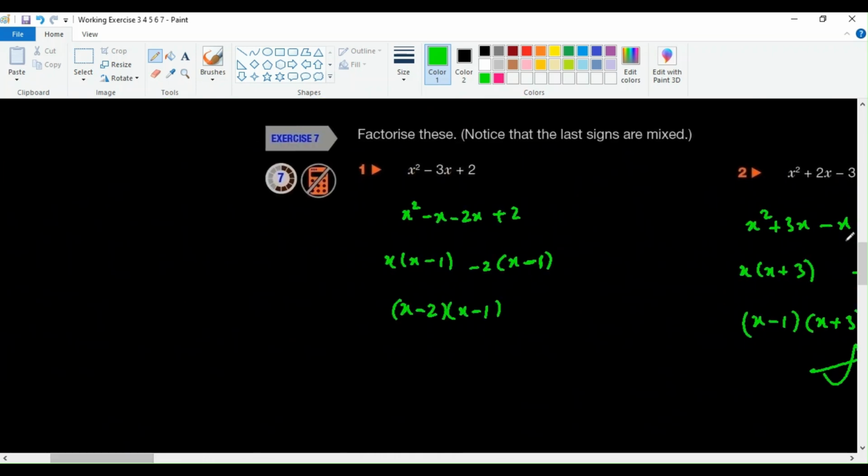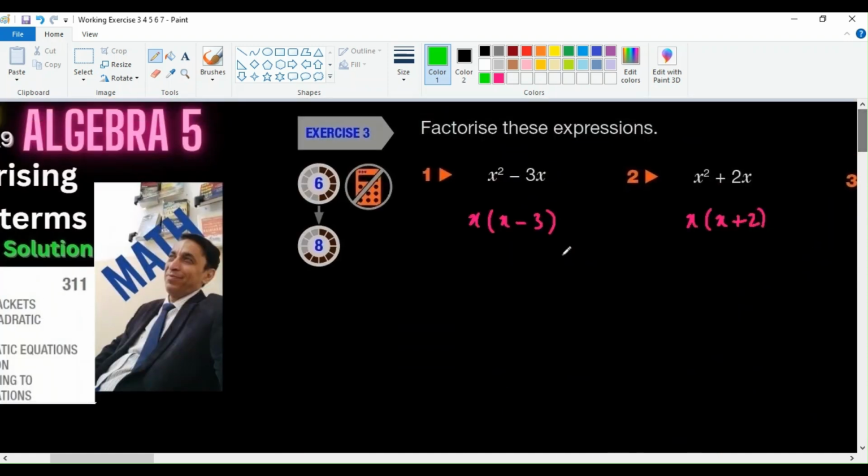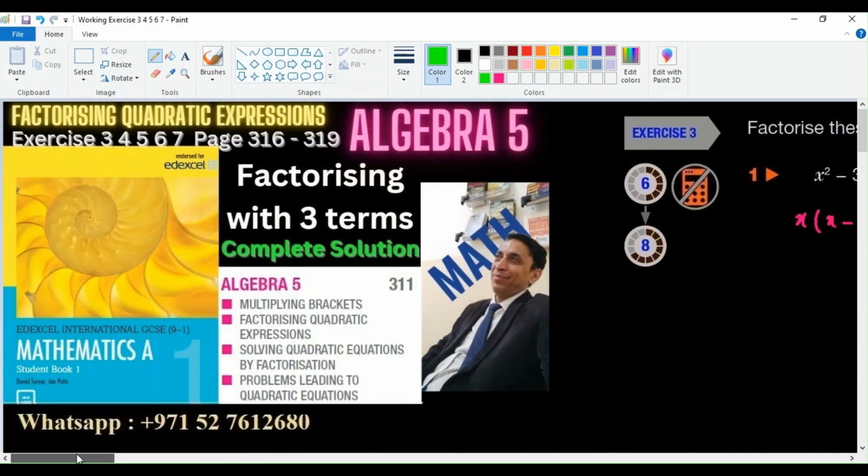Now taking you back to where we started. In this exercise, we have covered factorization of 3 terms with its complete solution.